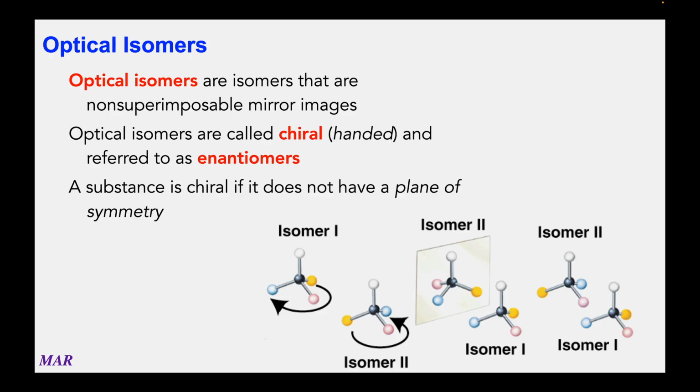Imagine that the white atom on top and the blue atom kind of sticking out at us were aligned, all right? And if you do that, you can move isomer 1 just a little bit to the left. Notice that the yellow atom would be on top of the pink atom, and the pink atom would be on top of the yellow atom. So they are like our hands, all right? You can't superimpose them. So optical isomers is a newer part of chemistry.